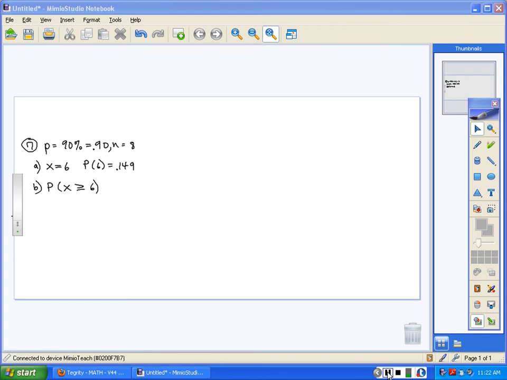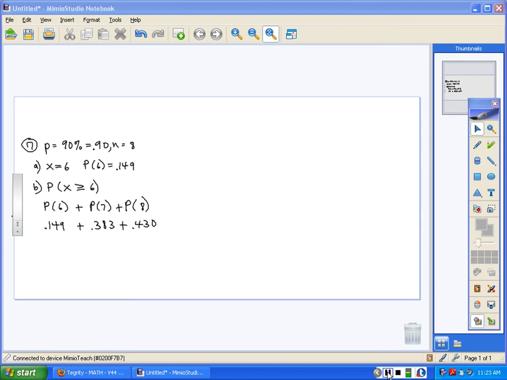So the probability that X is greater than or equal to 6 is going to be the probability of 6 plus the probability of 7 plus the probability of 8. And we stop at 8 because that's what our N is. It can't go any higher than that. And so the 3 numbers, they'll actually be in a column. We already have the probability of 6. That's 0.149. The probability of 7 is 0.383. And the probability of 8 is 0.430. And so you're going to add all of those up.